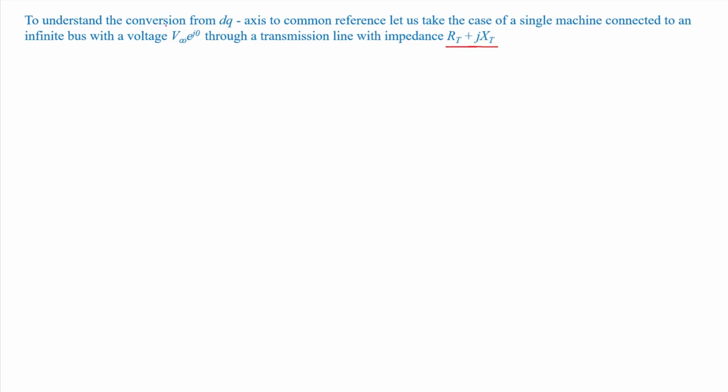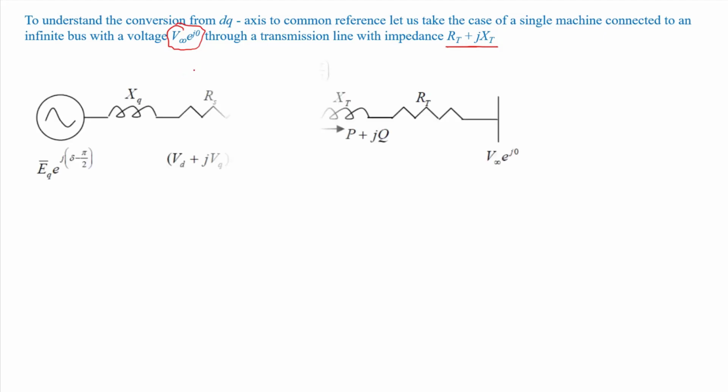And we will consider the voltage of the infinite bus as the reference, where we'll put the common reference frame, okay? So this is your single machine infinite bus system, where this is your infinite bus. That means grid. We can say the grid bus, right? Where the machine is connected, right?